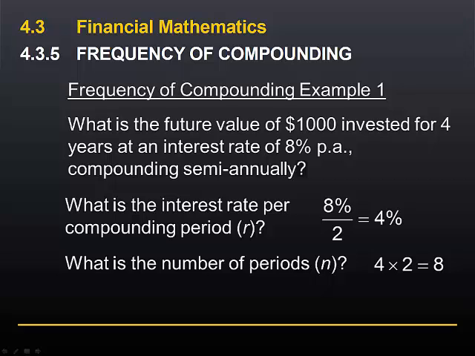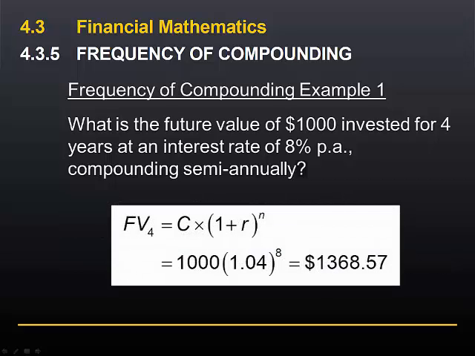Now that we have R equals 4% and N equals 8, we can put them into our formula for the future value of a single cash flow, and the answer is $1,368.57. This example is essentially the same one that we used in the previous module, but with annual compounding, the future value was $1,360. Because interest is calculated and added into the account more often, the compounding effect of interest on interest is greater, and therefore the future value is slightly greater.